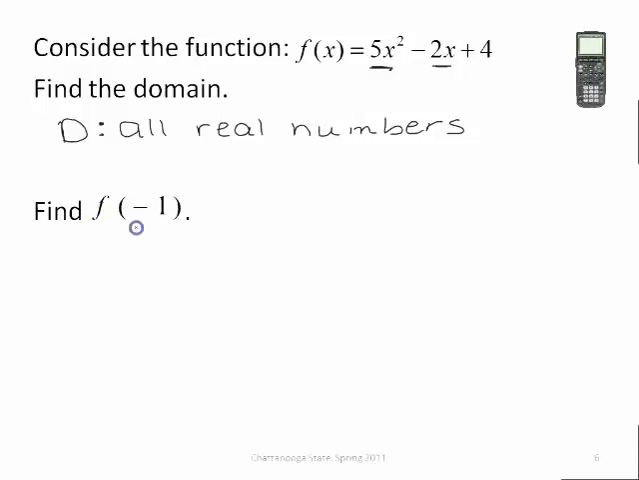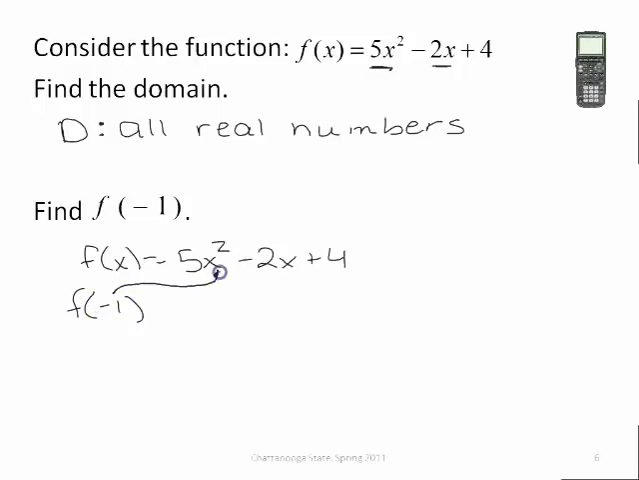Here I'm asked to find a function value, f of -1. So that means I want to plug my -1 in for x. So the -1 is going to go in everywhere I see an x, which is going to give me 5 times -1 squared minus 2 times -1 plus 4.